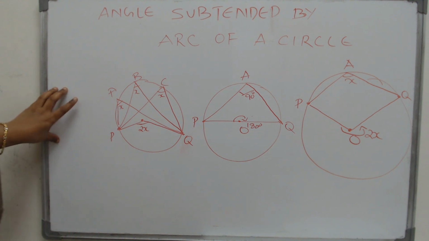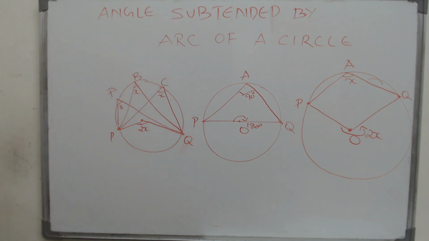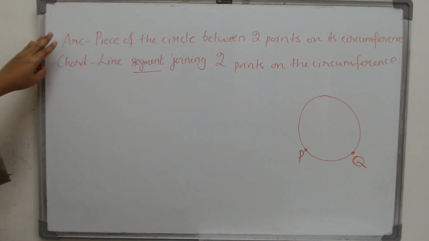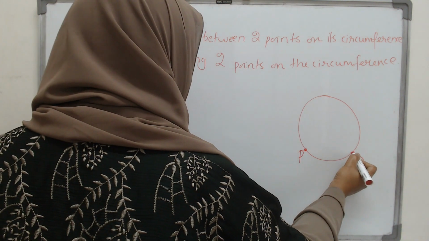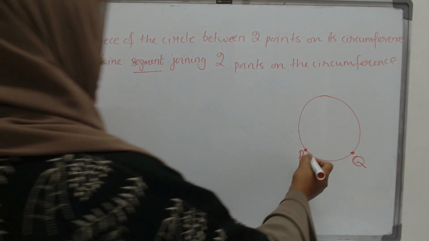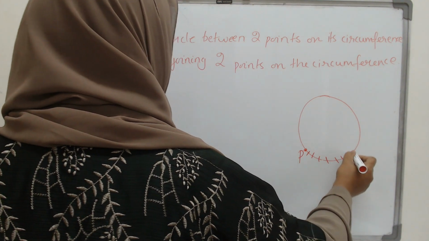In this class, let us study about the properties of the angle subtended by the arc of any circle. We will see 3 different cases and we will see why they are different. First, let us see what is the arc of a circle. Consider any 2 points on the circumference. Then the piece of the circle which lies between these 2 points is called an arc.